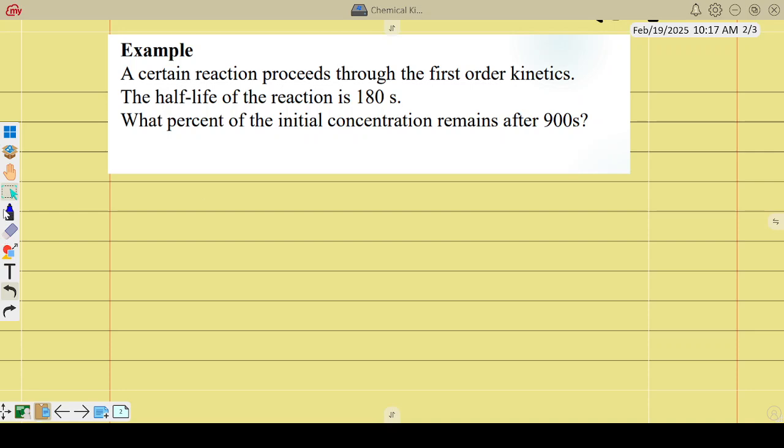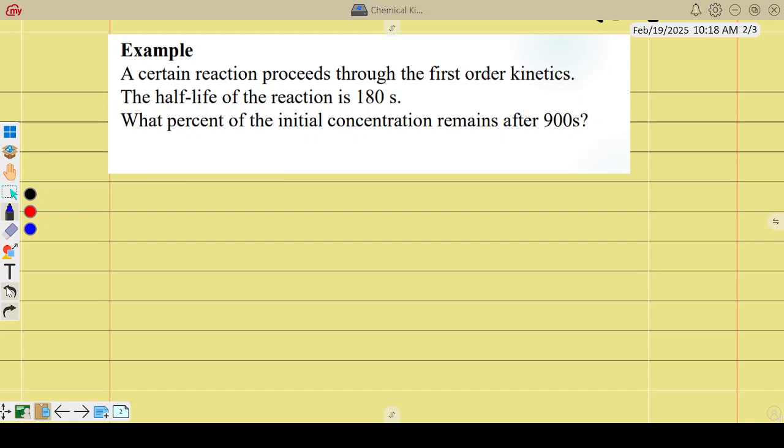My aim here is to make sure I teach you from all angles so that you can answer almost any question that can come to you. At least you should be able to answer 80%, 90%. So what initial concentration remains? Oh, what percent?